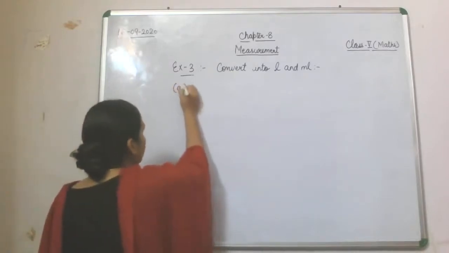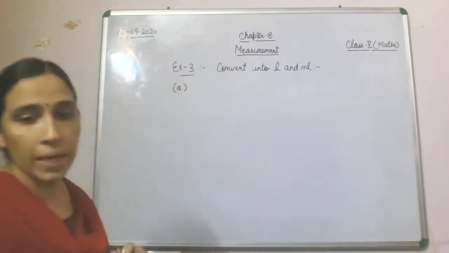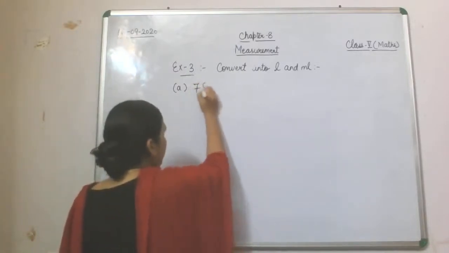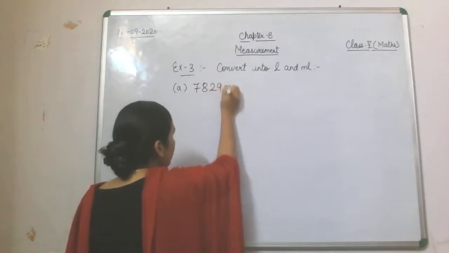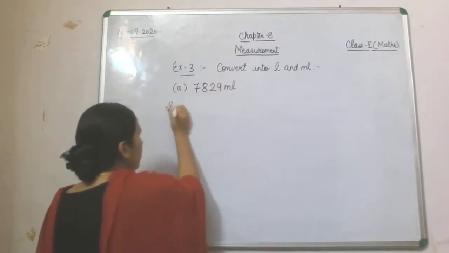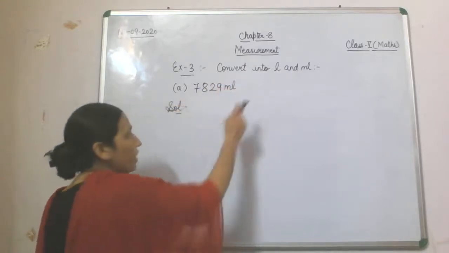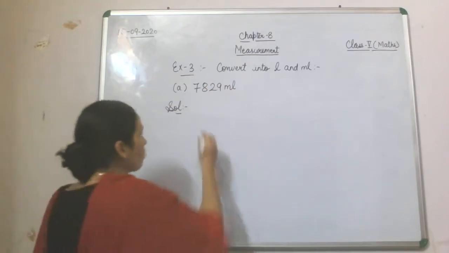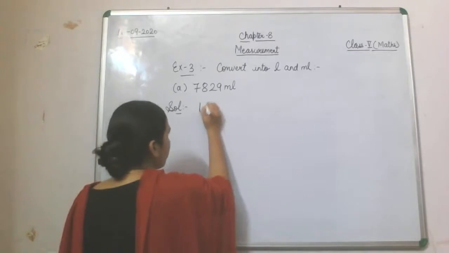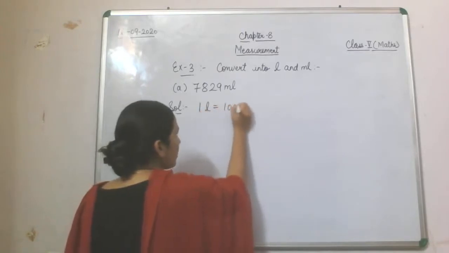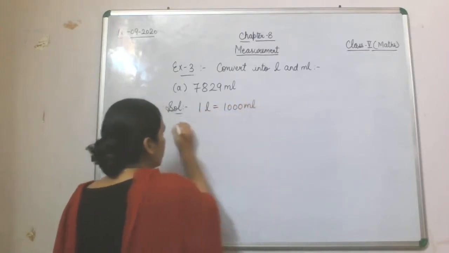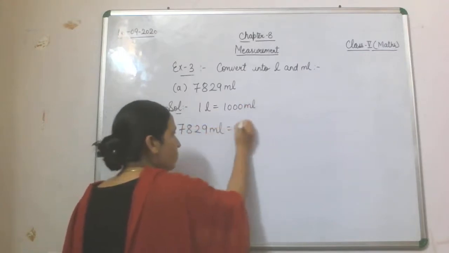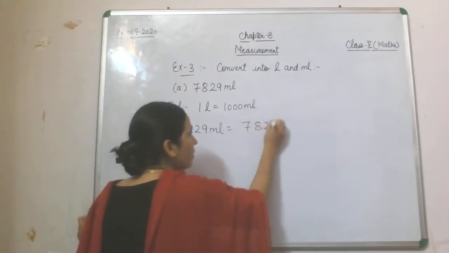Now A part is 7829 milliliter. Fine. So what we will do, now here we require bigger and smaller both the units. So we'll write first of all 1 liter is equals to 1000 milliliter, and this 7829 milliliter will be divided by 1000.